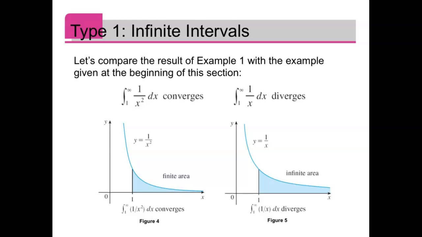So you can see, even with small differences, the functions 1 over x squared and 1 over x have the same general behavior. But with 1 over x squared, the curve gets close to the x-axis fast enough that the area converges to a finite value. Whereas with 1 over x, the curve also approaches the x-axis, but slowly, so that the area diverges towards infinity, meaning we just get more and more area no matter how far we go out.